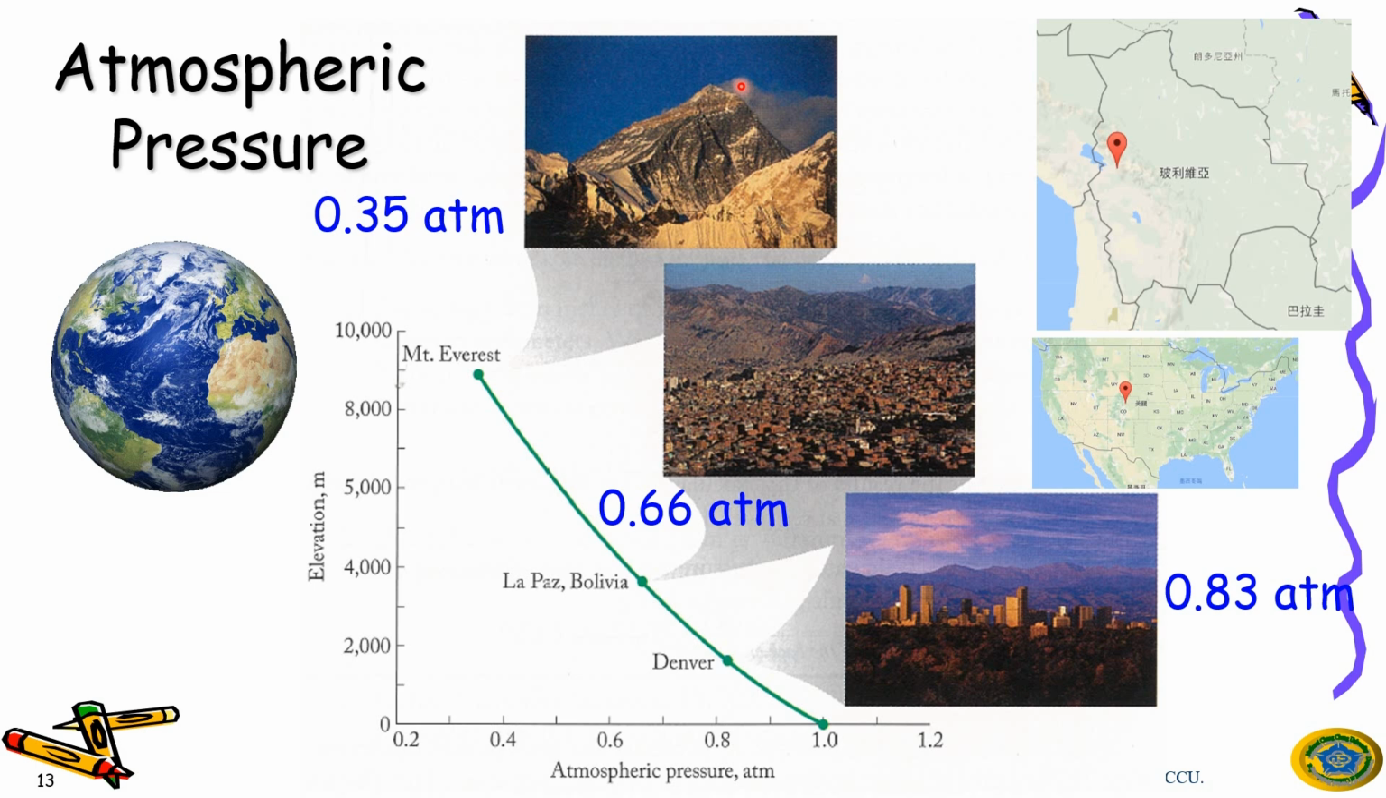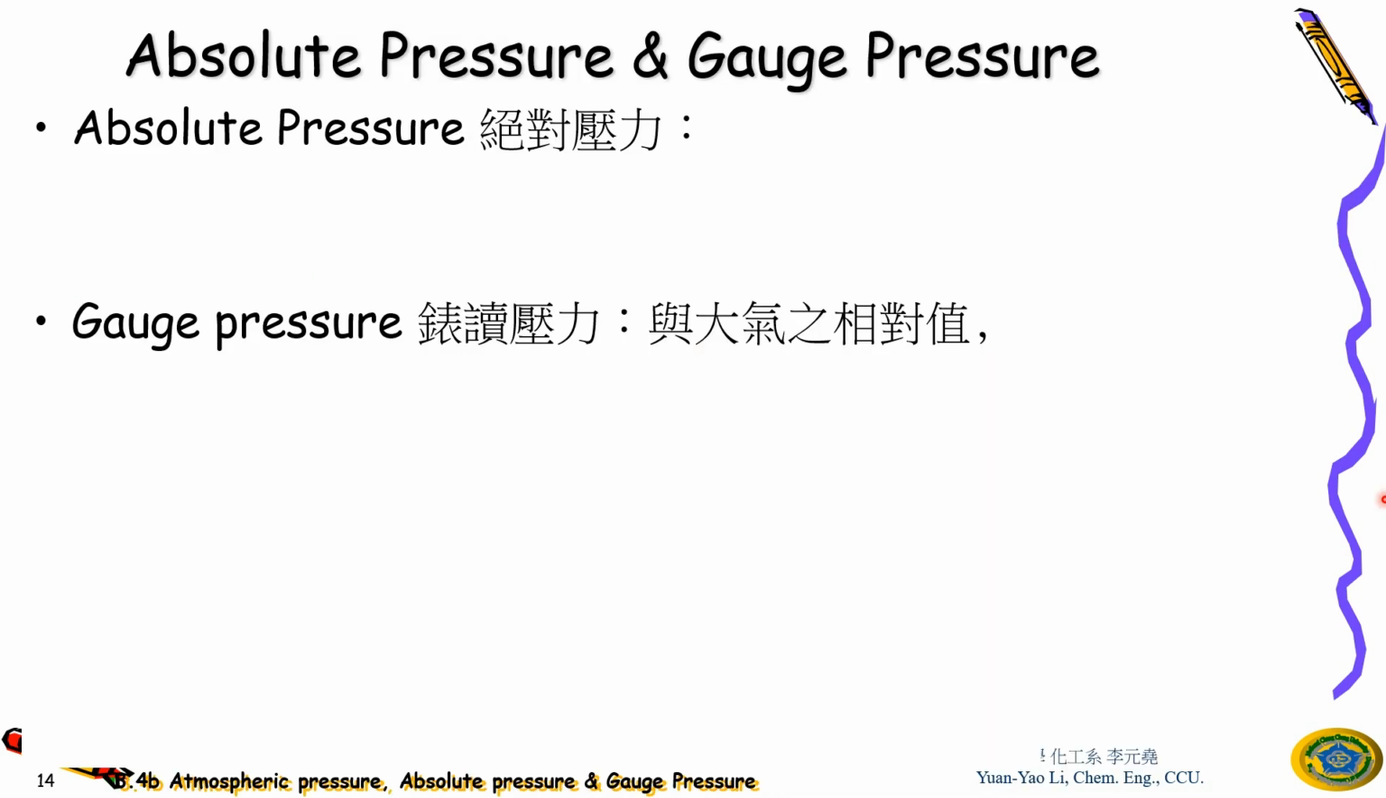Once you go to the highest mountain, Mount Everest, you get a pressure which is very low because you have less air. Okay? Right. So now we understand the definition of atmospheric pressure. And now let's learn other terms called absolute pressure and gauge pressure.